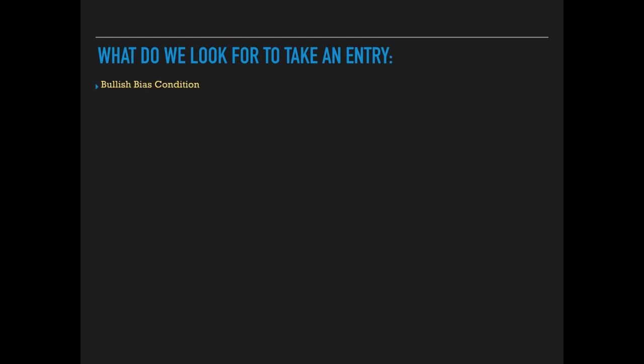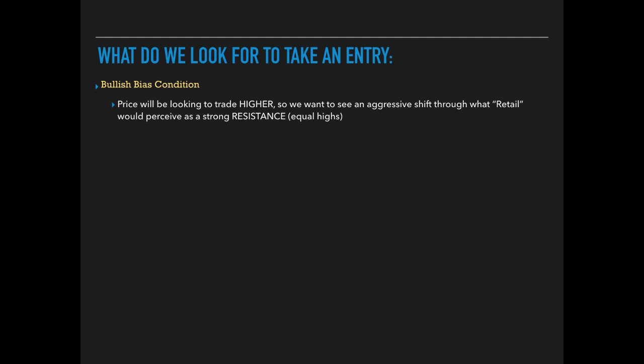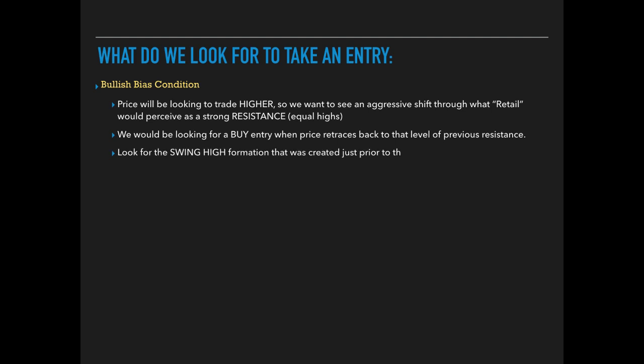So what do we look for when we take an entry? In a bullish bias condition, we want to look for price to be trading higher. We want to see an aggressive shift through what retail is going to perceive as a strong resistance, i.e. equal highs or relatively equal highs. We will be looking for a buy entry when the price retraces back to that level of previous resistance. You look for a swing high formation that was created just prior to that shift through, and then you're going to find the highest candle, including the wick in that candle. The range of that candle will be your entry.